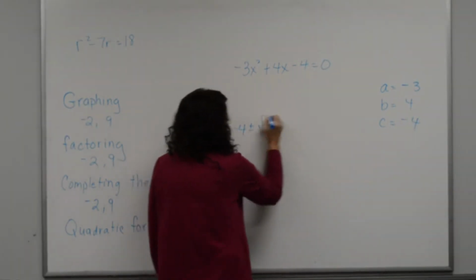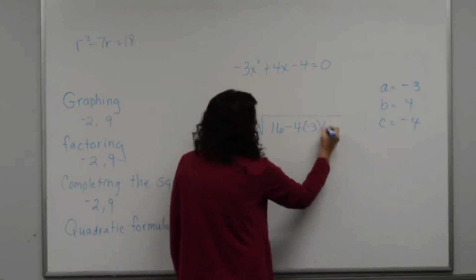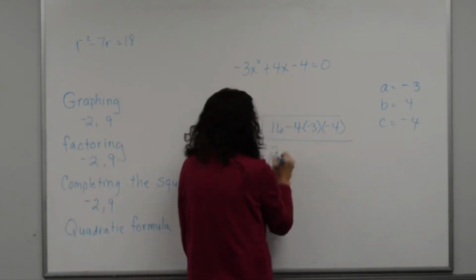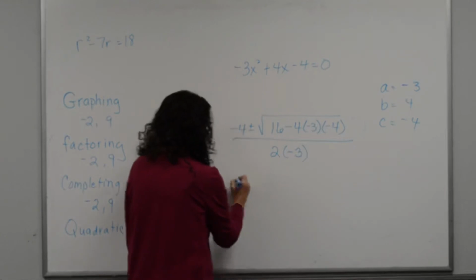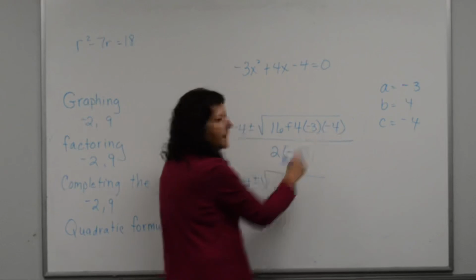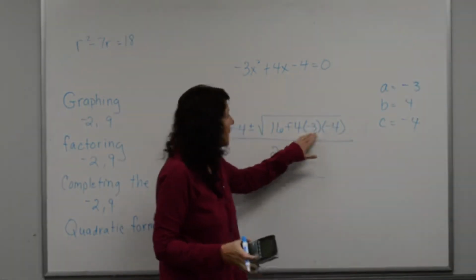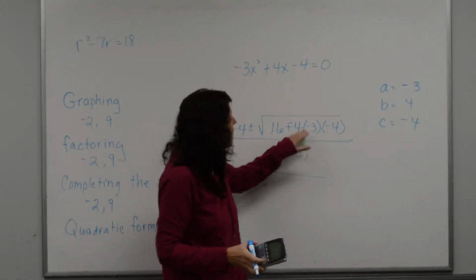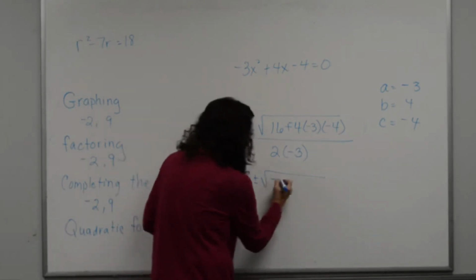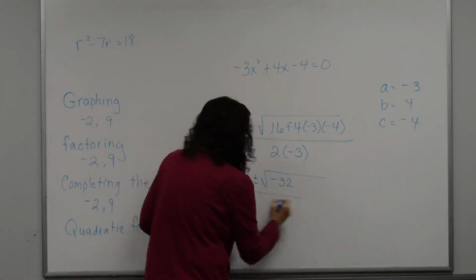-4 plus or minus the square root of 16 minus 4 times -3 times -4. You with me so far? Over 2 times -3. Now, look here. I've got 3 negatives. That's going to end up giving me a negative. So I have -4 times -3, which is +12. +12 times -4 is -48. So when I add the +16, it's going to give me a -32 over -6.